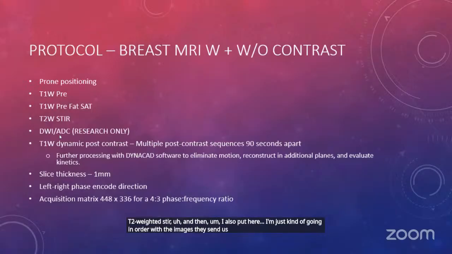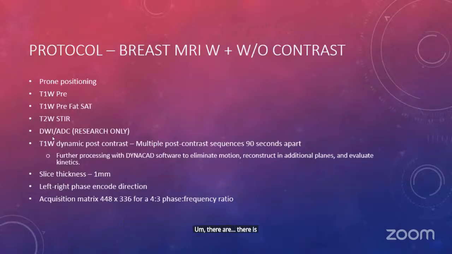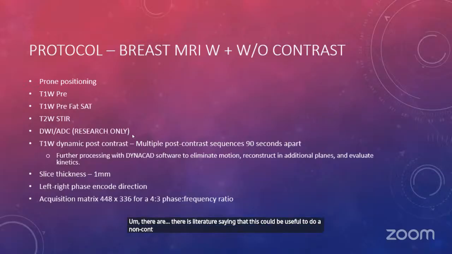We do a diffusion weighted and ADC image, but we only really use this for research purposes. There's a study that uses the data. There is literature saying that this could be useful to do a non-contrast screening breast MRI. It's still very theoretical in research. I think the field homogeneity we achieve really does not give us much diagnostic quality in these images.